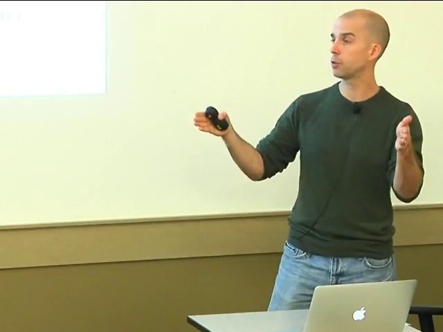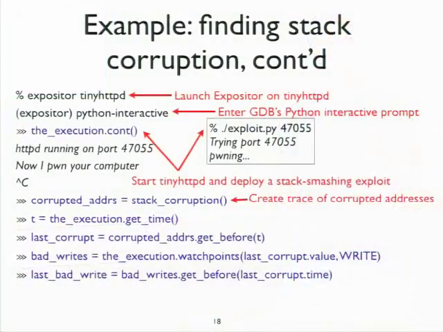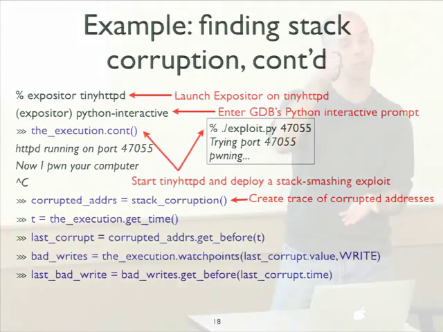In the debugging window, I hit Control-C. And now I call the stack corruption function, which is the code that I just showed you. Now I have a trace where all of the elements in the trace, if there are any, have the address of the stack, the snapshot of the stack that was corrupted.